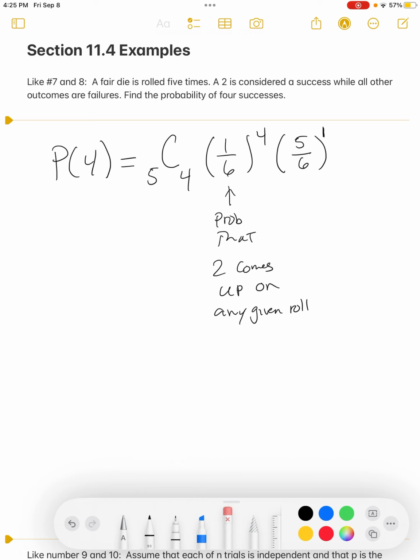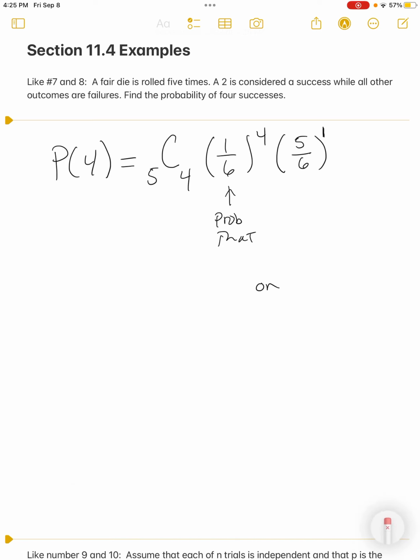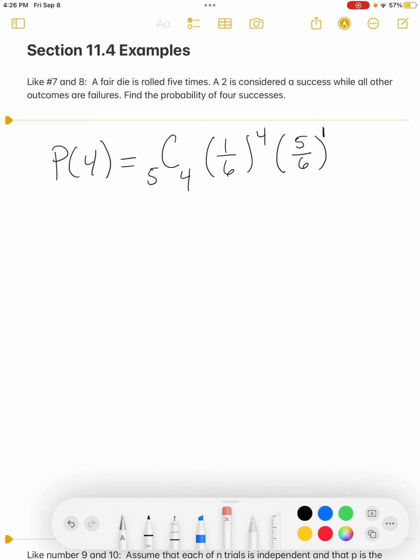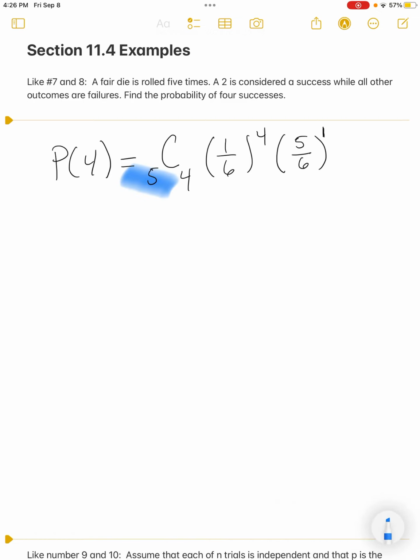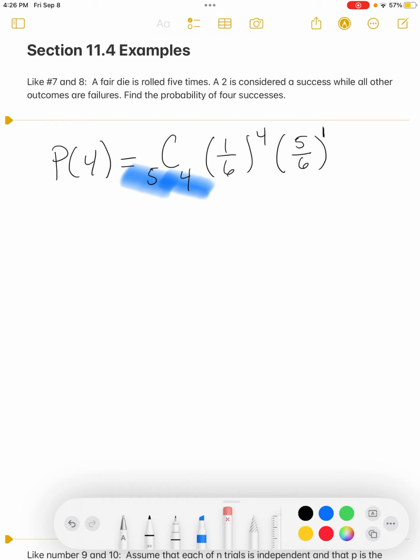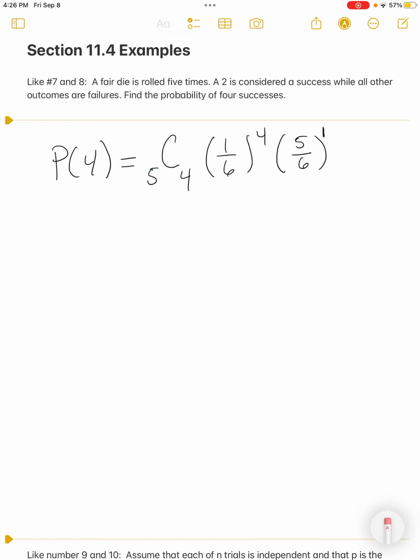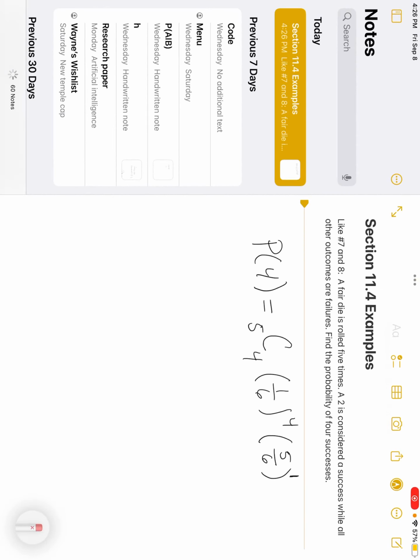So this is just an application of the formula, right? So out of the 5 rolls, and I'll highlight here, out of the 5 rolls, I want 4 to be the same way. I want those 4 to be a 2. And so the probability of getting a 2 is 1/6 and then 5/6. So the first thing that we're going to do is run the C 5 4.